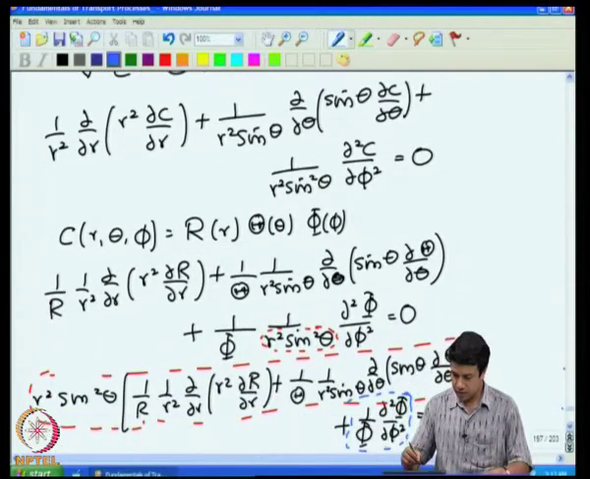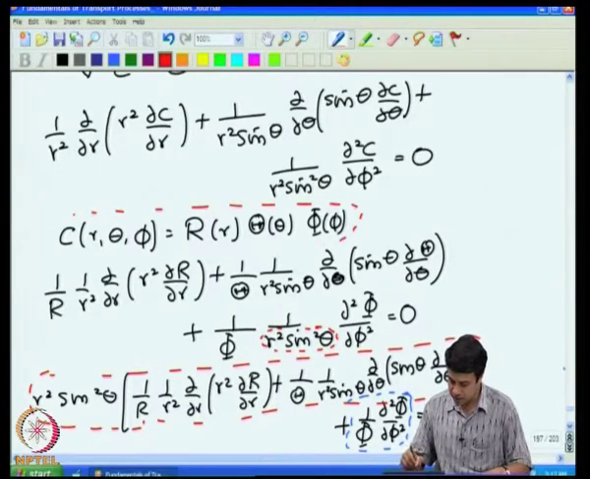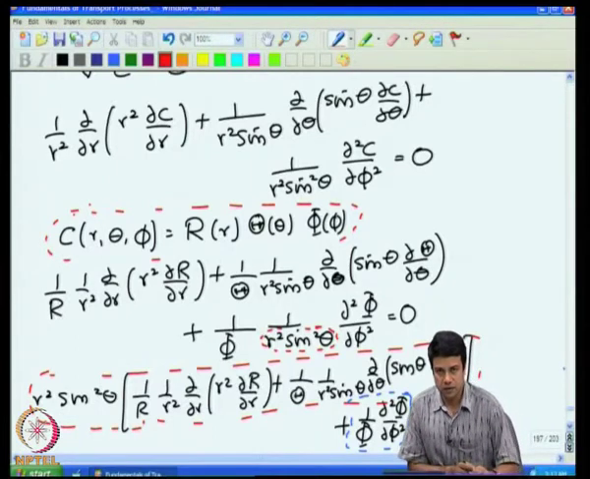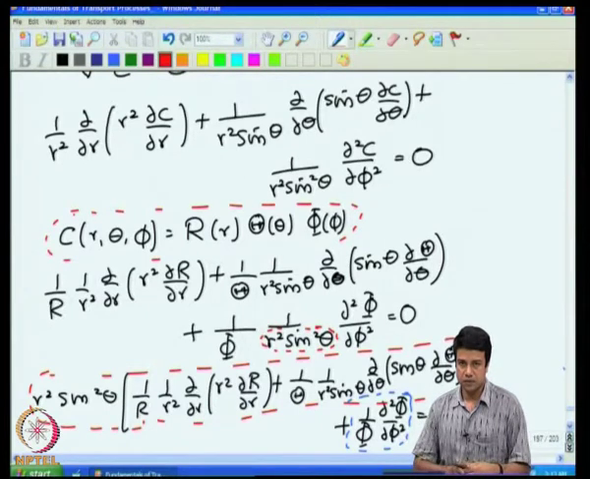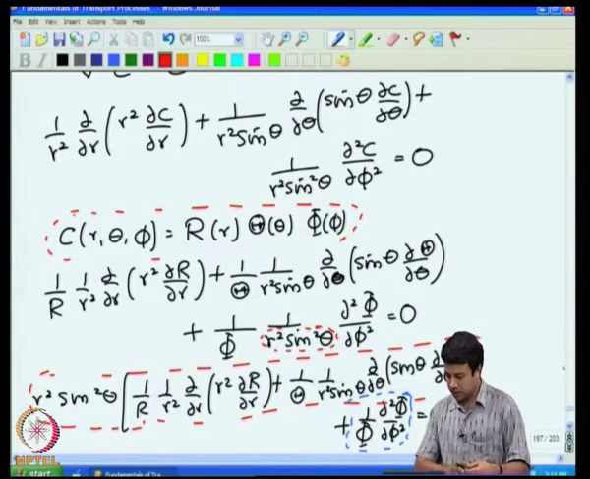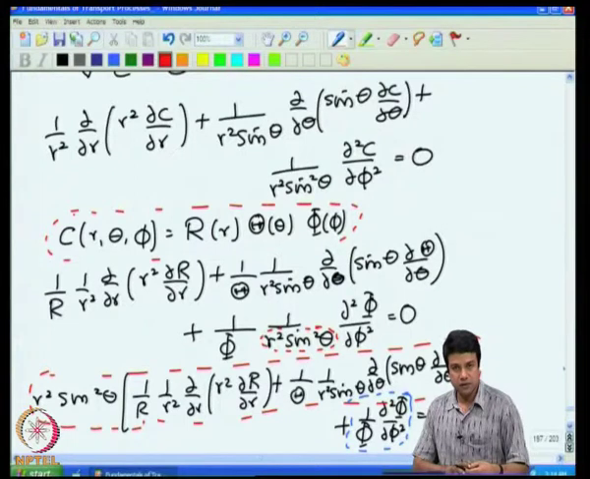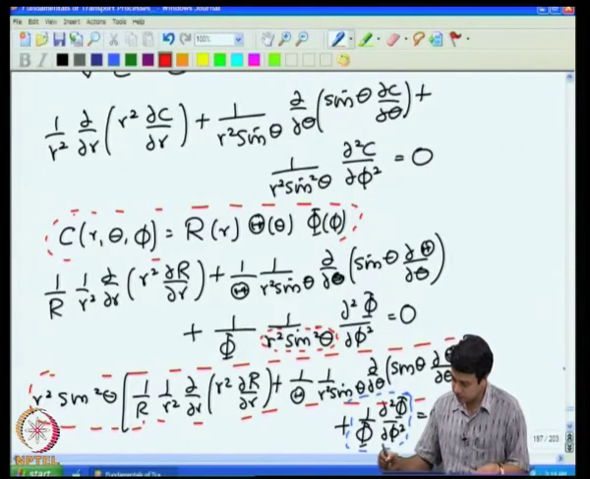So, I had written down the concentration field as the product of three functions, one of which is only a function of r, the other is only a function of theta, and the third one which is only a function of phi. And I wrote down the equation for that, 1 over r square d by dr of r square partial of R with respect to r, plus 1 by r square sin theta d by d theta of sin theta d capital Theta with respect to theta. Similar one for phi.